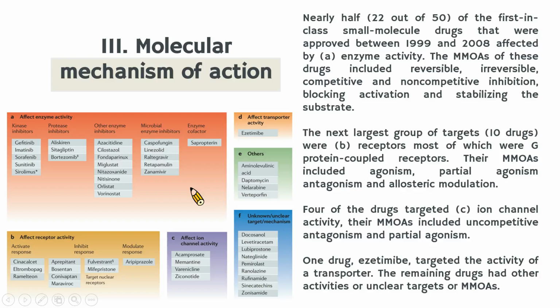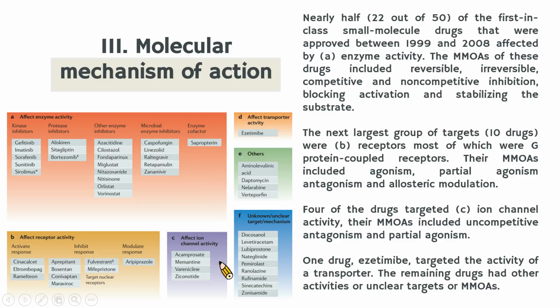Nearly half, 22 out of 50, of the first-in-class small molecule drugs that were approved between 1999 and 2008 were affected by enzyme activity. The MMOAs of these drugs included reversible, irreversible, competitive, and non-competitive inhibition, blocking activation, and stabilizing the substrate. The next largest group of targets were receptors, most of which were G protein coupled receptors. Their MMOA included agonism, partial agonism, antagonism, and allosteric modulation.